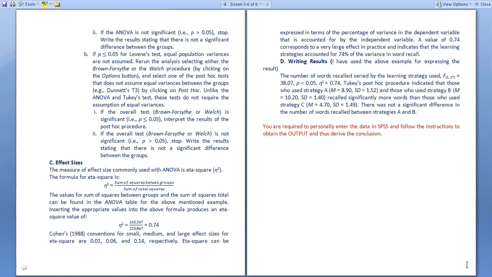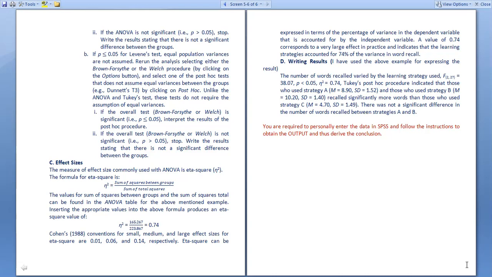Then we are going for effect sizes. Effect size we have also seen. Eta squared is equal to the sum of squares between groups upon the total sum of squares. So eta squared is 165.267 upon 223.867, which comes to nearly 0.74. That's the answer we are getting. And if you look at Cohen's conventions for small, medium, and large effect sizes, they are 0.01, 0.06, and 0.14. In our case, eta squared is equal to 0.74.